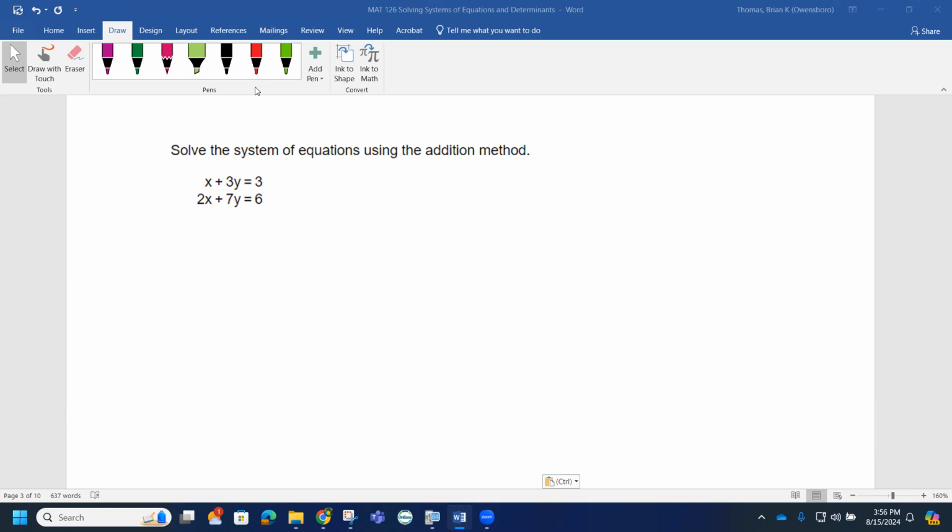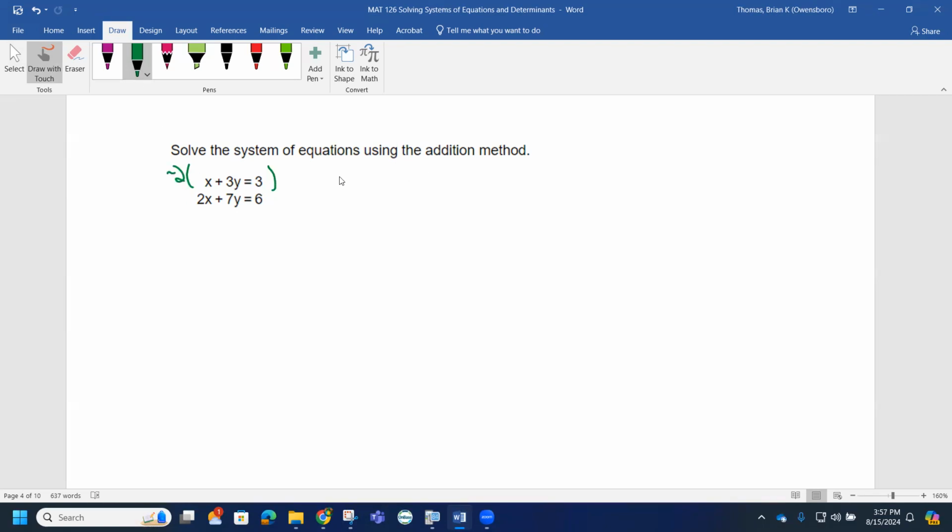To me, if I look at this problem, I'm either trying to eliminate the x's or eliminate the y's. But what I want to do is do it the easiest way. Well, if this is a 2x, then this has to be a negative 2x. So my thinking is I want to multiply just the top equation by a negative 2. But remember, you got to multiply everything by negative 2.